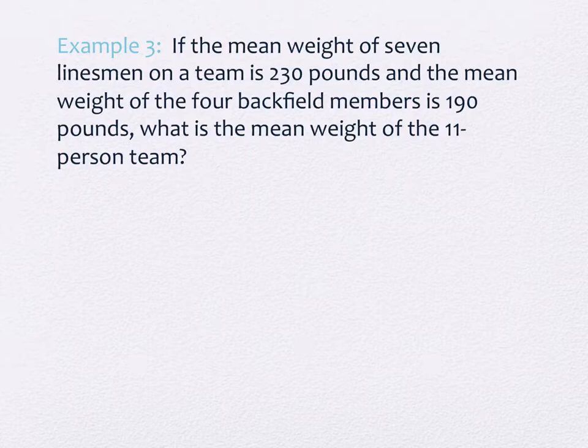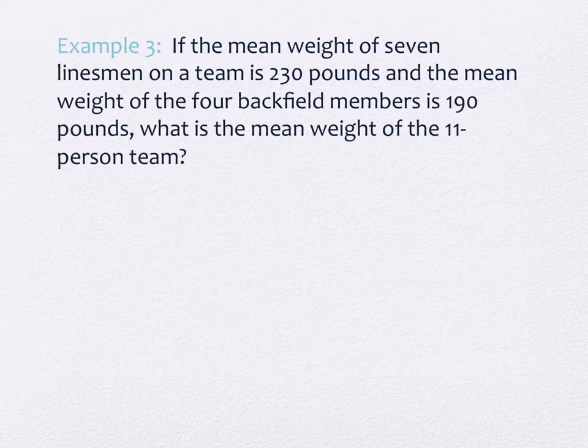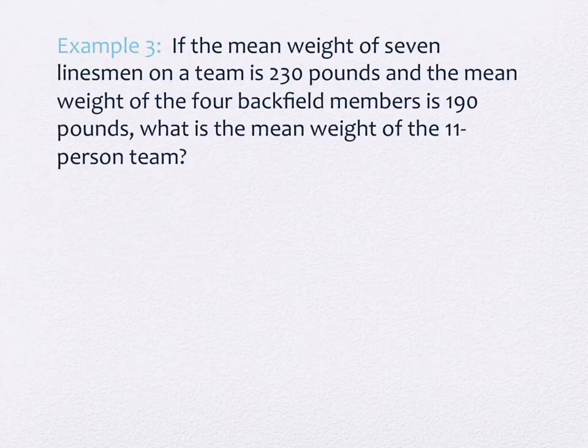All right, so this is actually an extension of the last problem that we did. Okay, so we do not know the total weight of any of these particular players. We know an average when you put them in sort of these groupings, right? That's much like over here. We know the average of the 20 test scores in this grouping. Well, in the grouping of the 7 linesmen, we know their average weight. And in the grouping of the 4 backfield members, we know their average weight. So we can actually find each of those pieces as well.